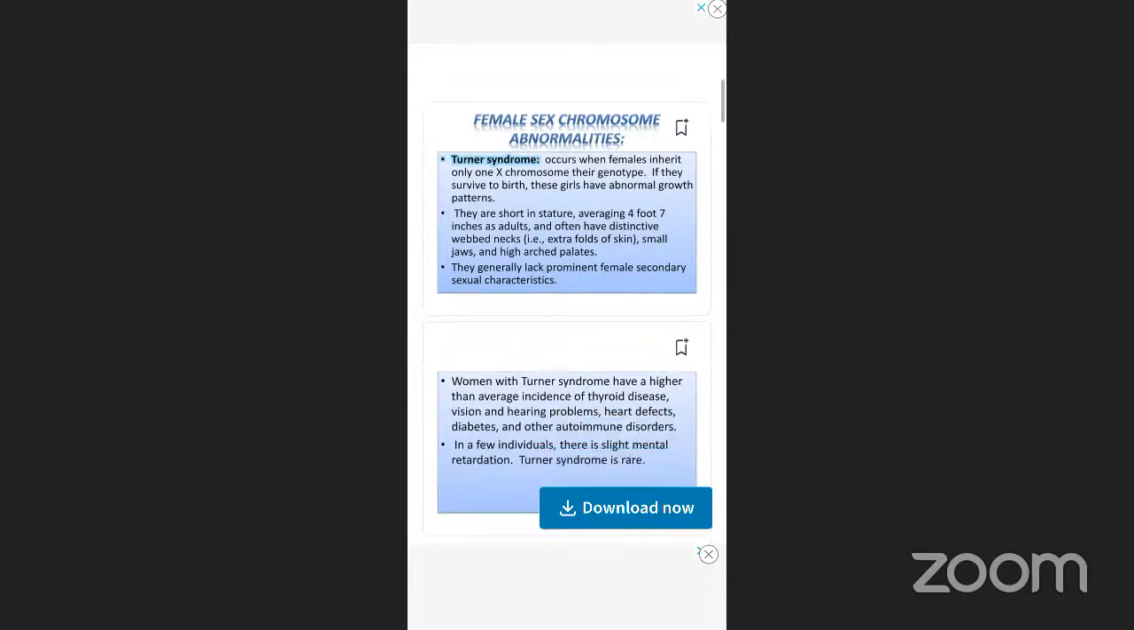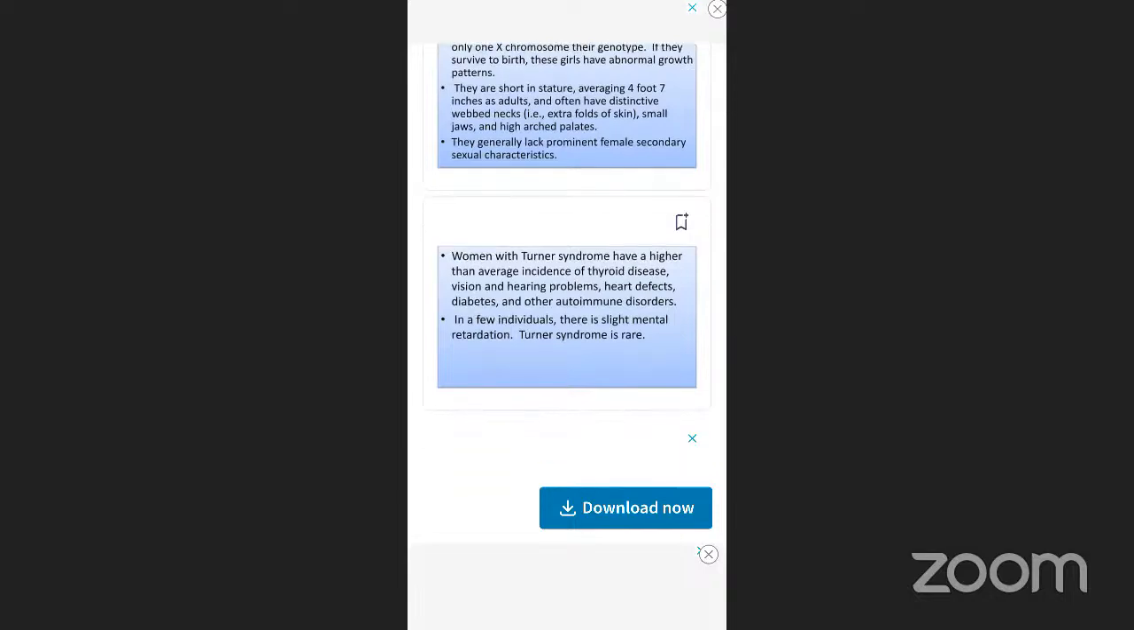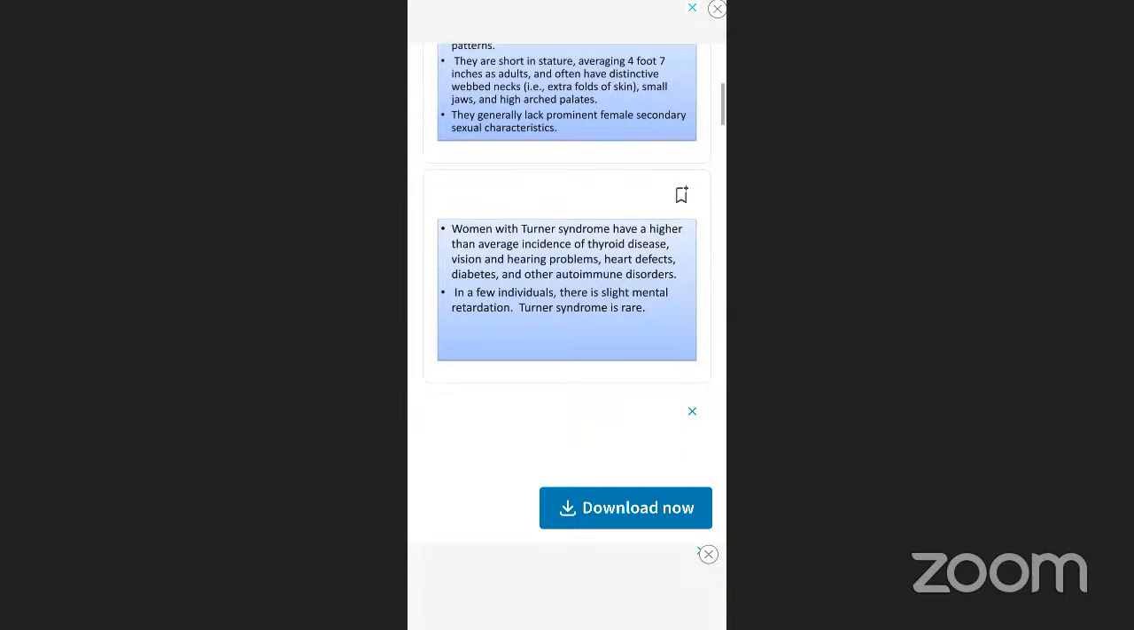Women with Turner syndrome have a higher than average incidence of thyroid disease, vision and hearing problems, heart defects, diabetes, and other autoimmune disorders. In a few individuals there is slight mental retardation. Turner syndrome is rare.